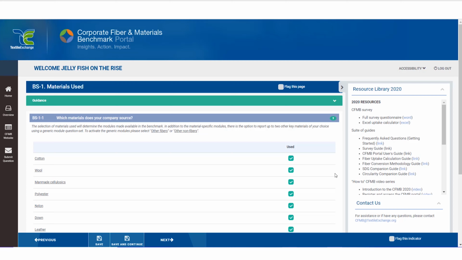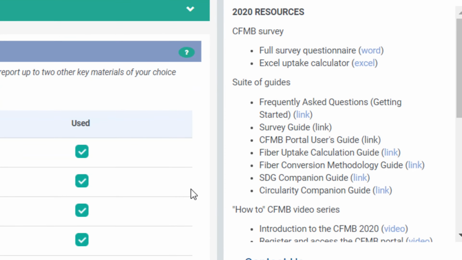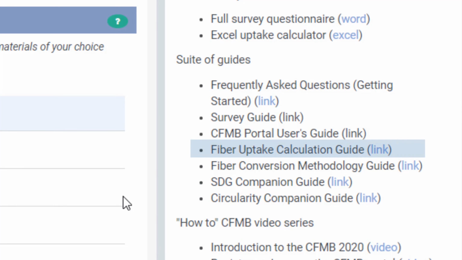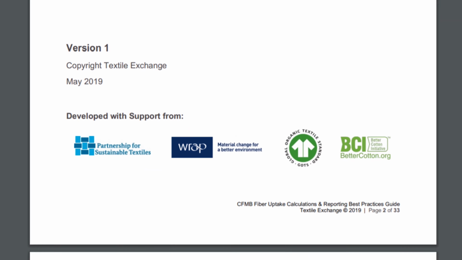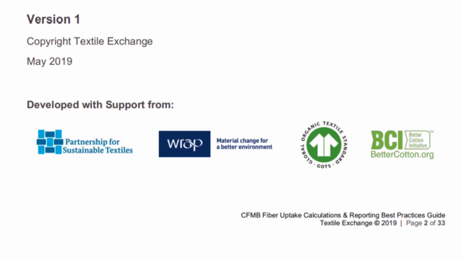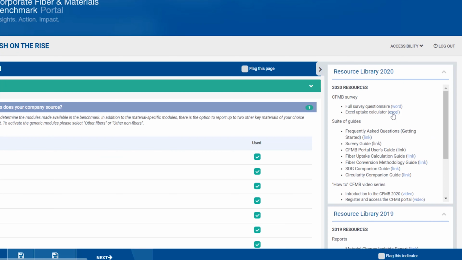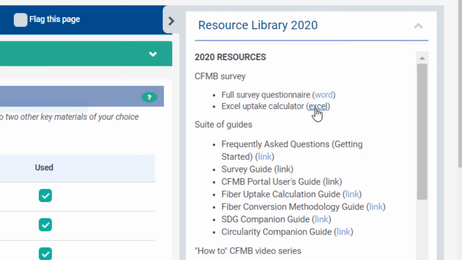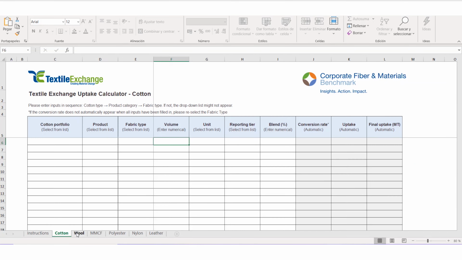For more information on best practices for completing uptake data calculations, please see the Textile Exchange Fiber Uptake Guide, which was developed in collaboration with the Partnership for Sustainable Textiles in Germany, Waste and Resources Action Program in the UK, as well as with support from the Global Organic Textile Standard and the Better Cotton Initiative. To support your uptake calculations, we've prepared an Excel calculator for you to convert your uptake into fiber level estimations. You can click the download link for this calculator in the survey.